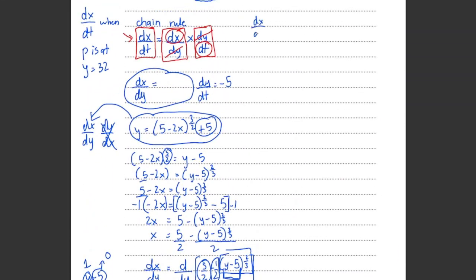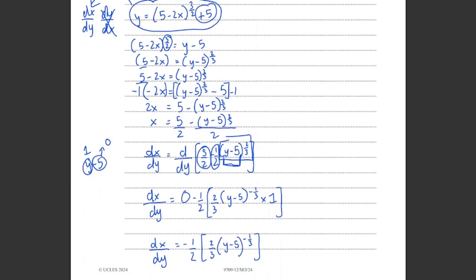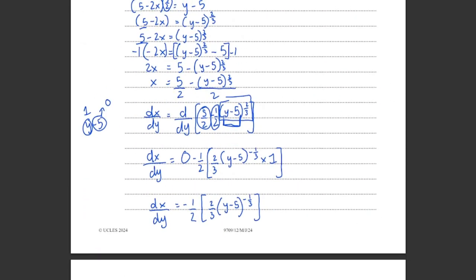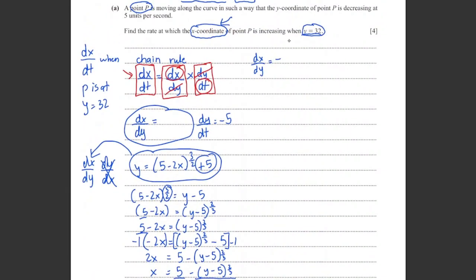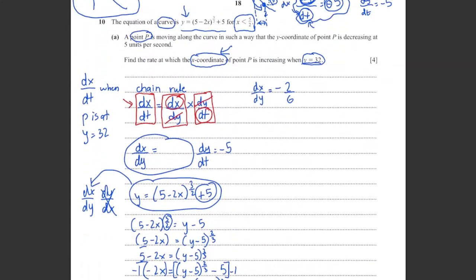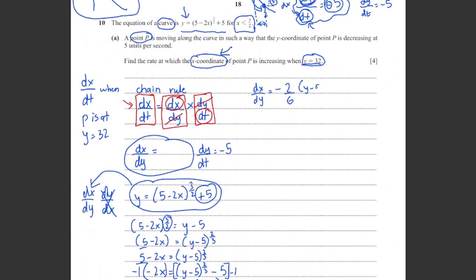So dx over dy equals negative. 1 times 2 is 2, 2 times 3 is 6. So this is going to be 2 over 6. And then I have the (y minus 5) raised to the power negative 1 by 3. So this, I believe, is my final answer. I can simplify this a little bit more if I want to, and I think I'm going to do that.